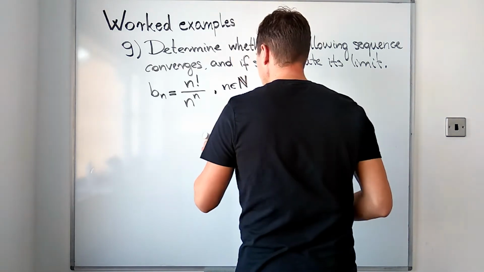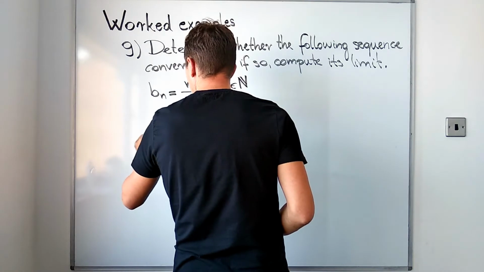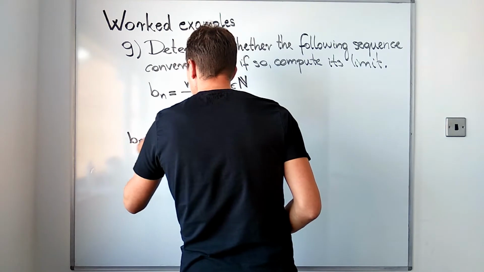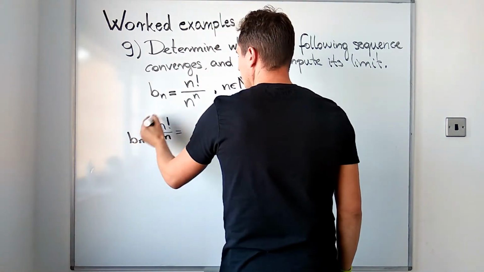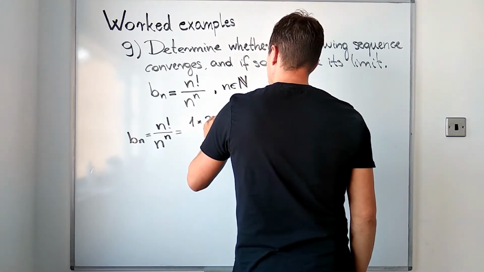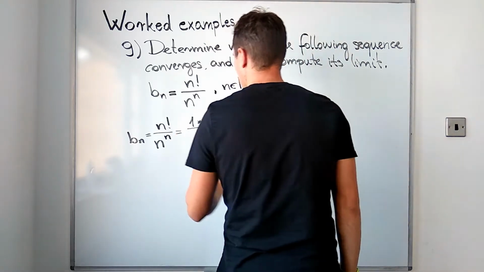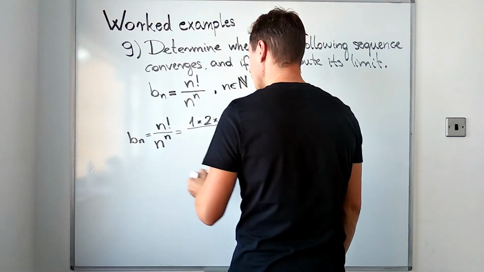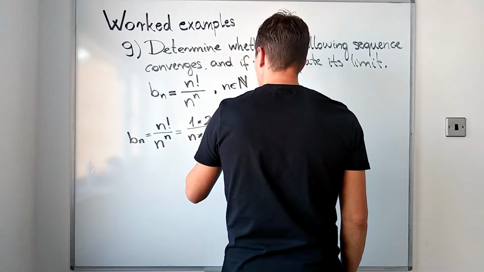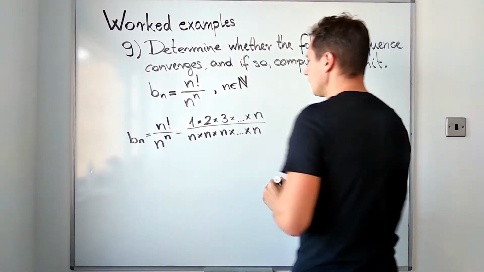So what is Bn? It's n factorial divided by n to the power n. So for natural numbers n, what it means is we have in the numerator the product of natural numbers from 1 to n, and in the denominator, n to the power n simply means we have to multiply n by itself n times. So we take n copies of n and multiply them.